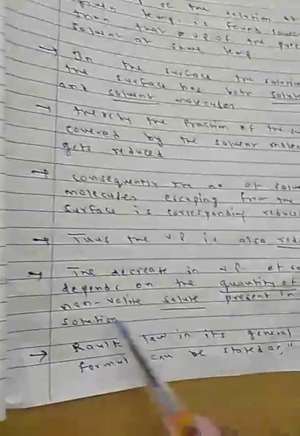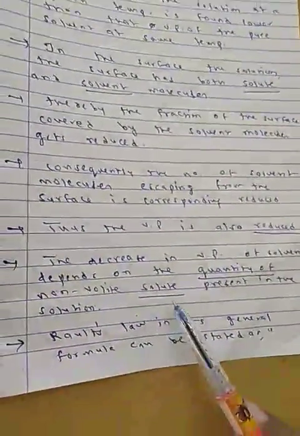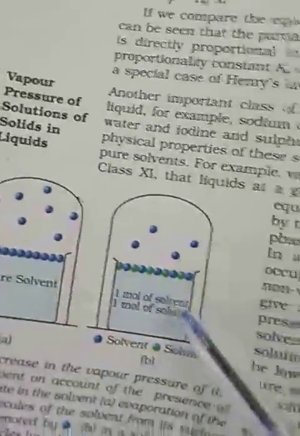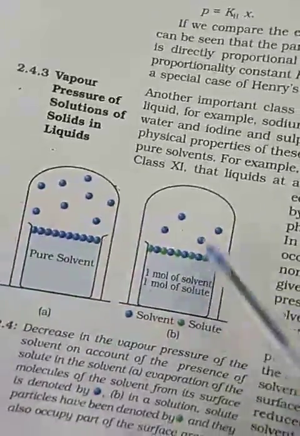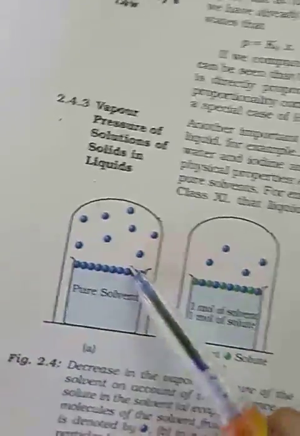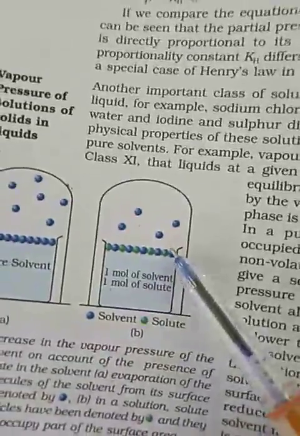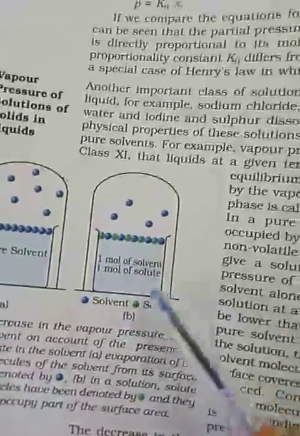Now the decrease in vapor pressure of the solvent depends on the quantity of non-volatile solute present in the solution. If we are adding more quantity of solute, then the vapor pressure of the solution will decrease. If we are not adding, then it is only the pure solvent's vapor pressure. If we are adding solute, the vapor pressure of the solution depends on the amount of solute. For example, I am adding 1 gram of salt in water, and 10 grams of salt in water. So 1 gram is having more vapor pressure than 10 grams of salt in water.